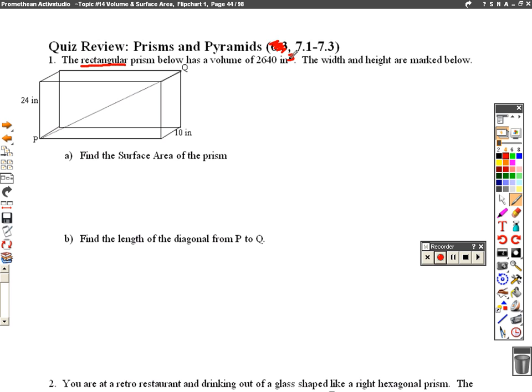So I'm going to take the formula for the volume of a prism. Volume of a prism is volume equals big B times H. And big B refers to the area of the base. Now, since the base is just a rectangle, right, our length and our width make the area. So the volume really is length times width times height in a rectangular prism.